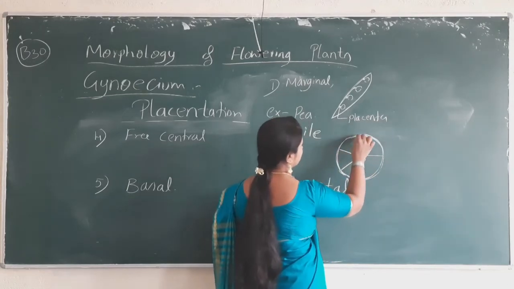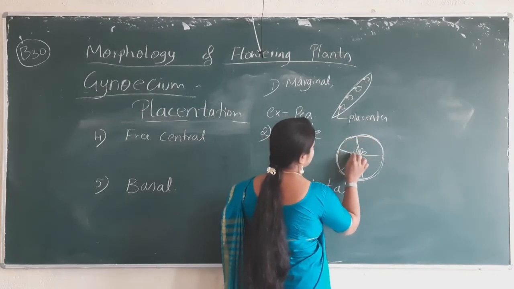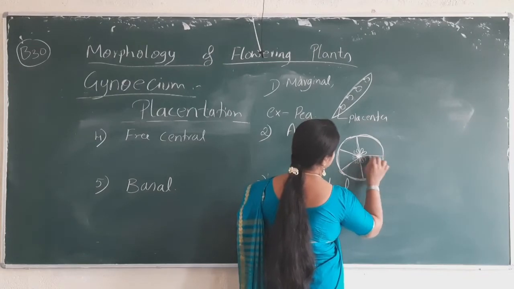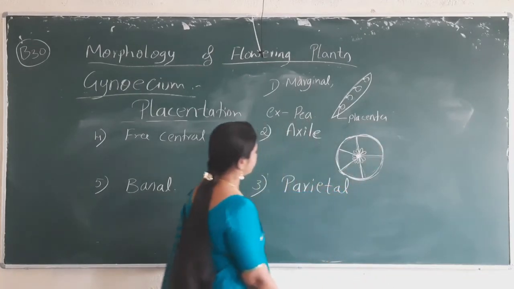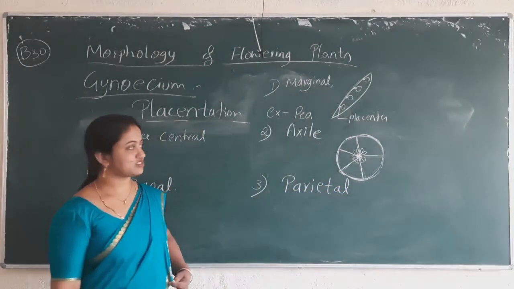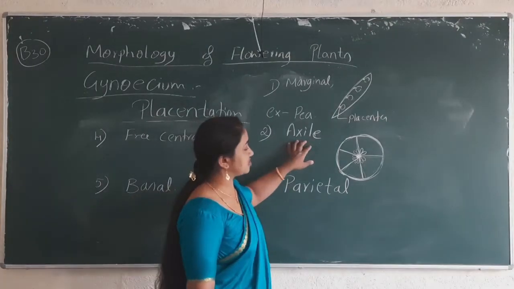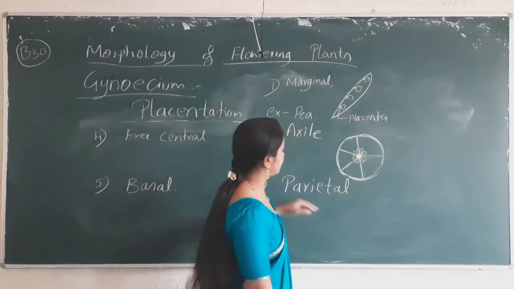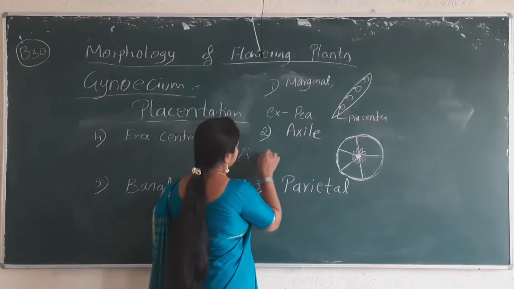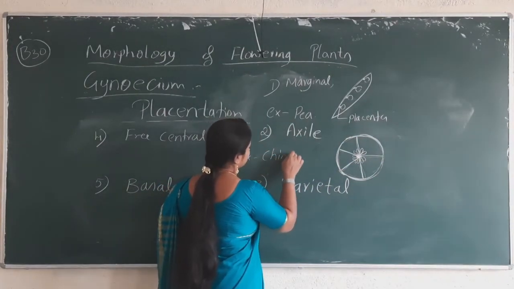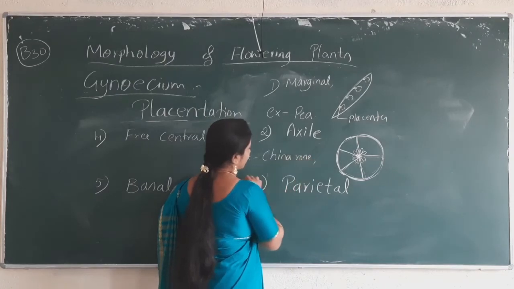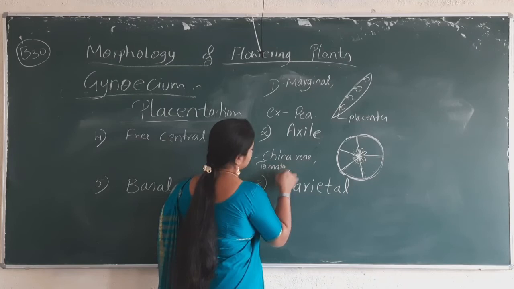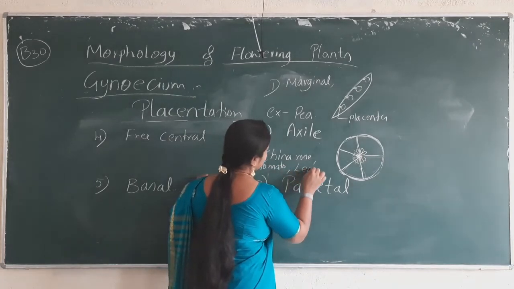So this is the structure of what? Transverse section of lemon. So what is our concept? We are studying the structure. We are studying the concept of axile placentation. In axile placentation, the example is China rose. Second one is tomato. Third one is lemon.